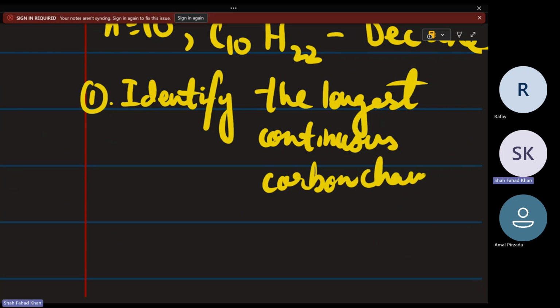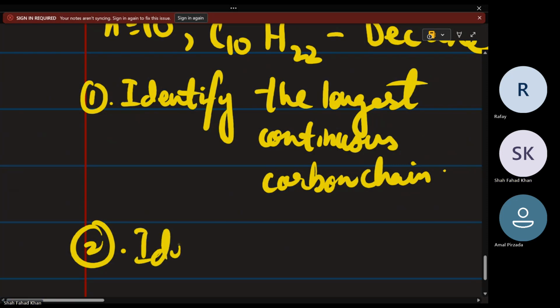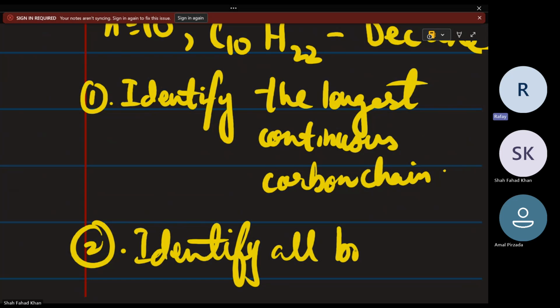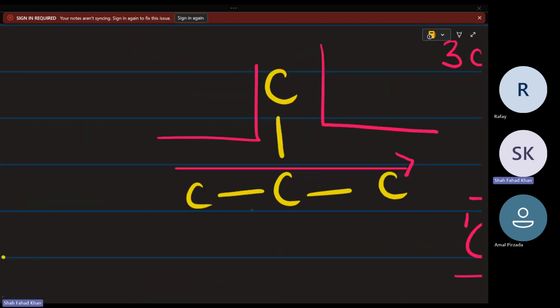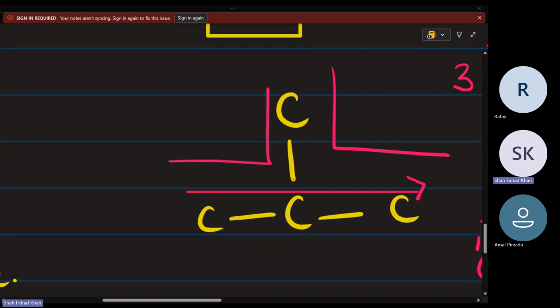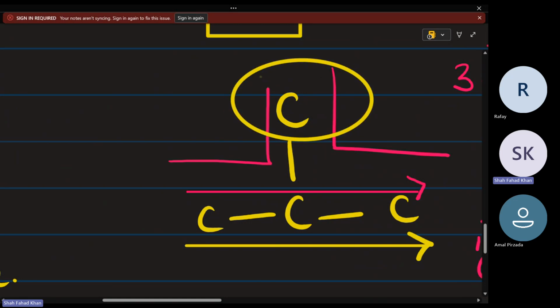Once you have done that, the second rule is to identify all the branches which are attached. Branches mean any group that is outside the continuous chain. For example, in this particular case, if we are considering one chain, all chains are equal in length. They're all 3 carbon long. But if we are talking about only this chain, then this carbon atom becomes a branch because it is outside the chain. Understood?